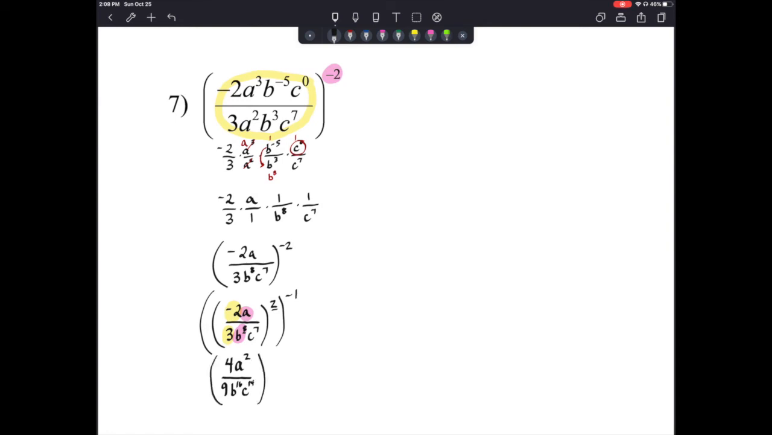Now we've squared it all, and since it's just being left to that negative first power, we'll just flip it. Right, so we're going to have 9 b to the 16th, c to the 14th, over 4a squared. And that is our answer.